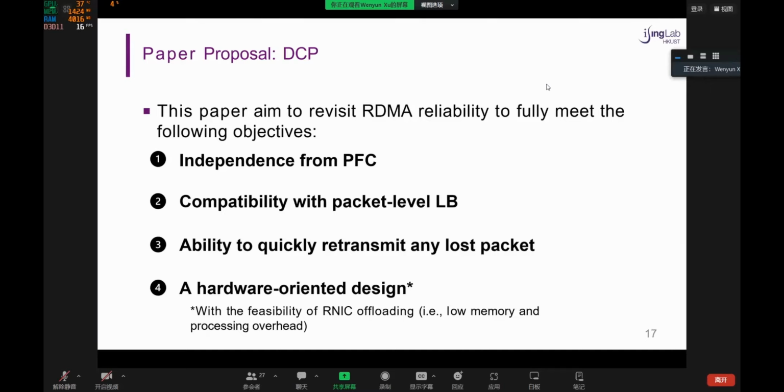And finally, a hardware-oriented design. While software solutions can bypass hardware resource limitations due to the greater resource availability in software, they cannot leverage unique offloading compatibilities and face inherent performance limitations. Therefore, the proposed solution should adopt a hardware-oriented design, ensuring minimal memory and computational overhead.